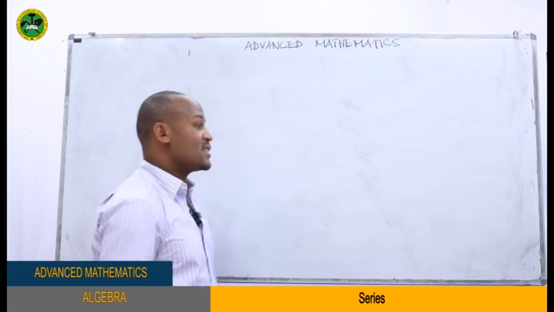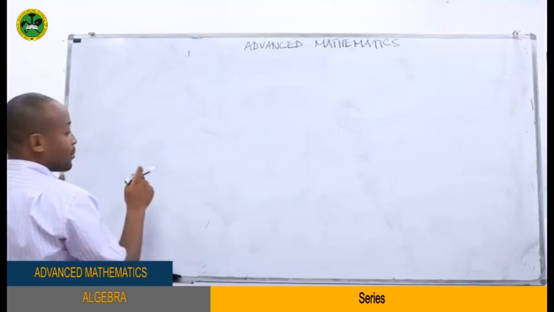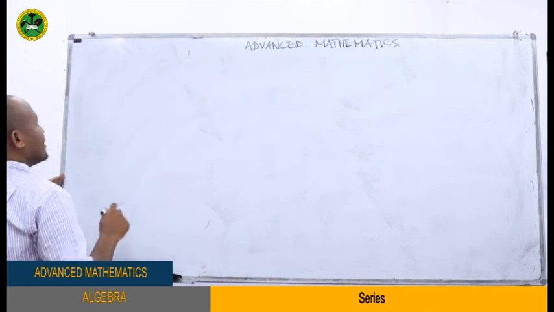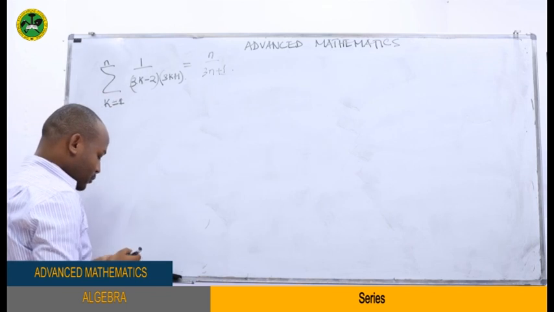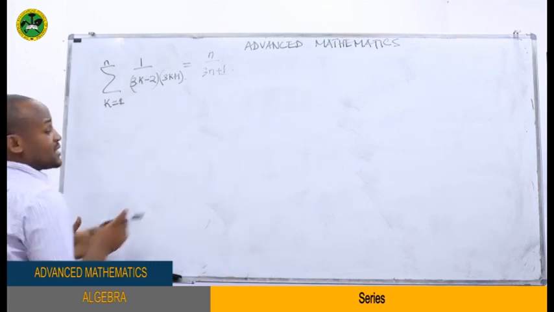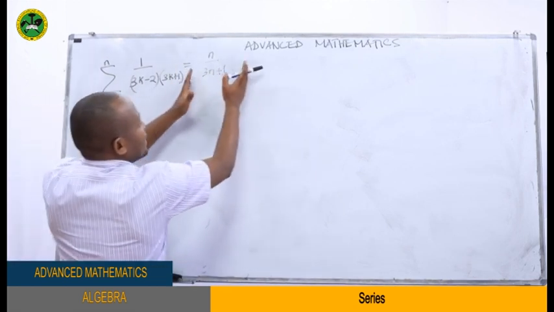And the example says, prove that the summation of 1 over (3k minus 2)(3k plus 1), from k equals 1 to n, is equal to n over 3n plus 1. So we have to prove the left hand side is equal to the right hand side of that example. And then we have to find the sum to infinity of that. The series has been written in sigma notation, so we are supposed to prove that this left hand side is equal to that right hand side.